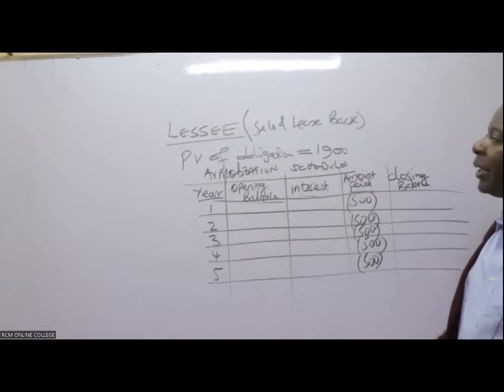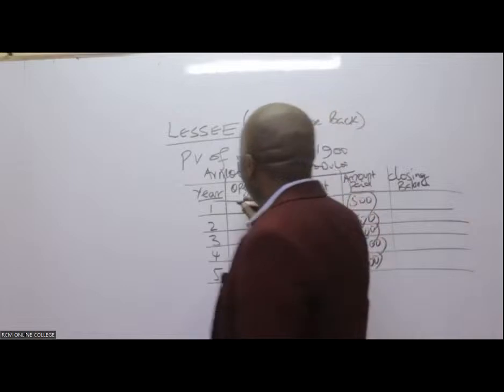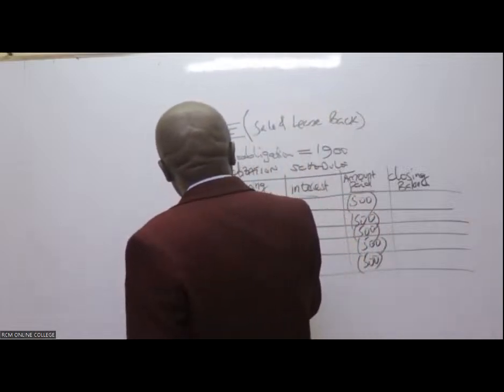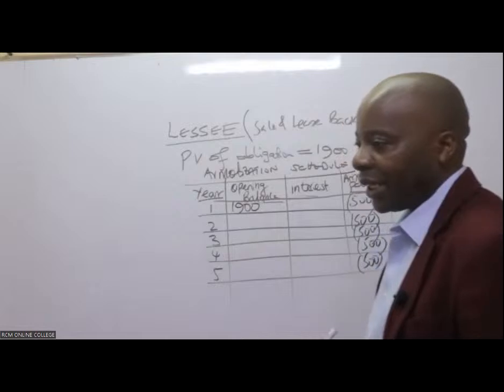Total loan is the present value of the obligation. So the present value of the obligation is 1,900.